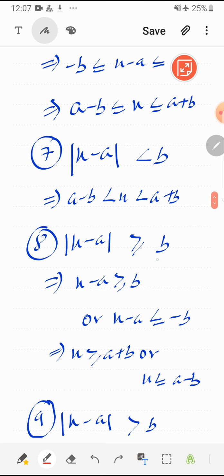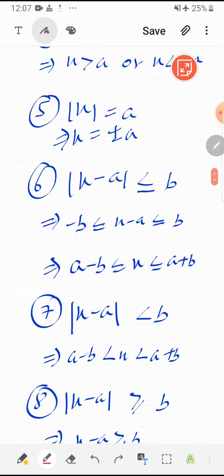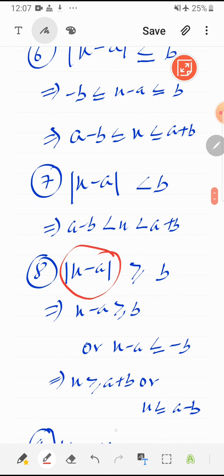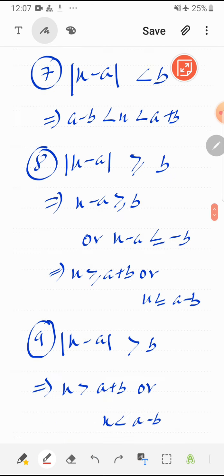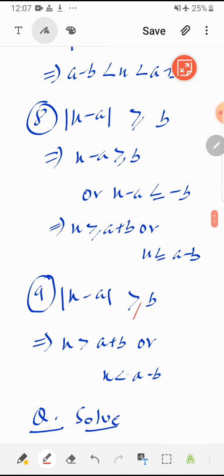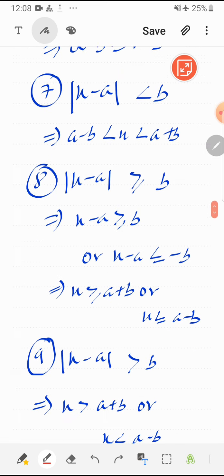Similarly, when mod of x minus a is greater than or equal to b, for this I will follow property number 3. I will treat this as x. So either x is greater than or equal to b, or x is less than or equal to minus b, or x minus a is greater than or equal to b, or x minus a is less than or equal to minus b. From here x is greater than or equal to a plus b, or x is less than or equal to a minus b. And again, when equality is not there, we will remove equality. So that means the first 5 properties are core properties, and the next properties are based on these properties.